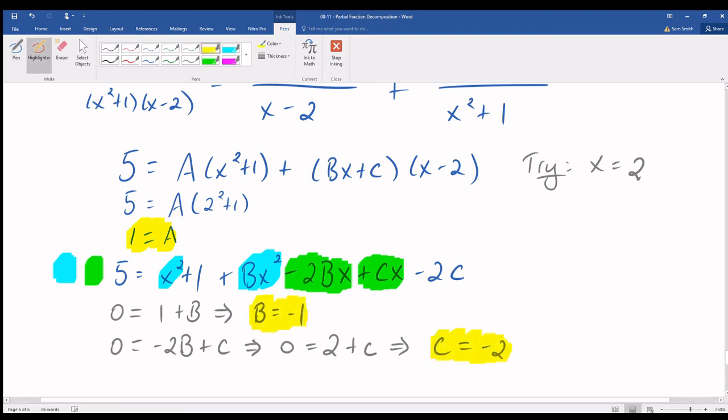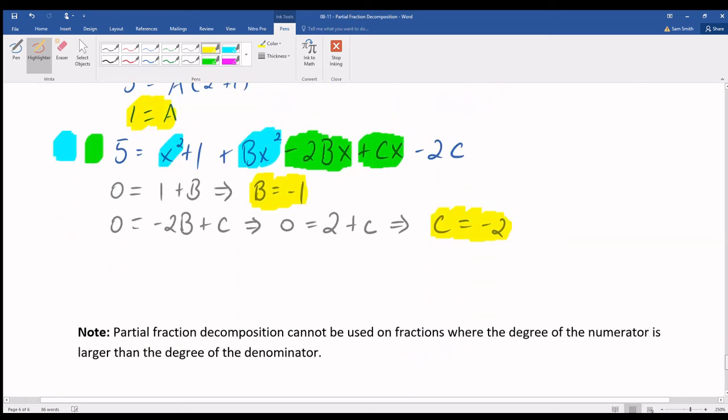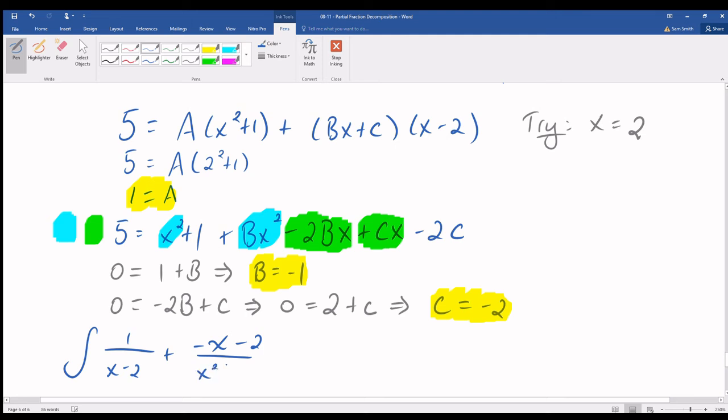So what integral am I actually taking? I'm taking the integral of the quantity A, which is 1, over x minus 2, plus (negative x, negative 1 for B, times x, minus 2) over x squared plus 1, which can be broken down even further as 1 over x minus 2, minus x over x squared plus 1, minus 2 over x squared plus 1.